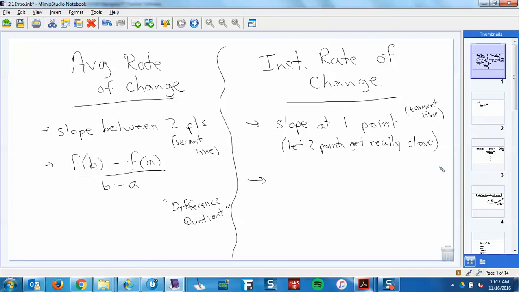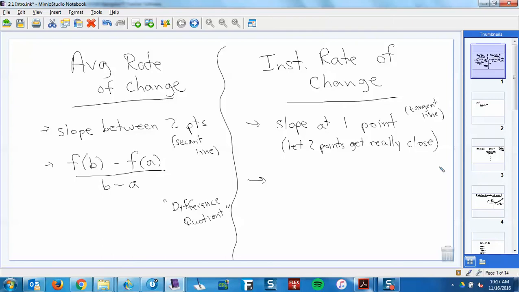Now, I want you to think of it this way, not y2 minus y1, but, excuse me, so it is the y values, but we want to think functionally. So it's f of b minus f of a over b minus a. Difference quotient.